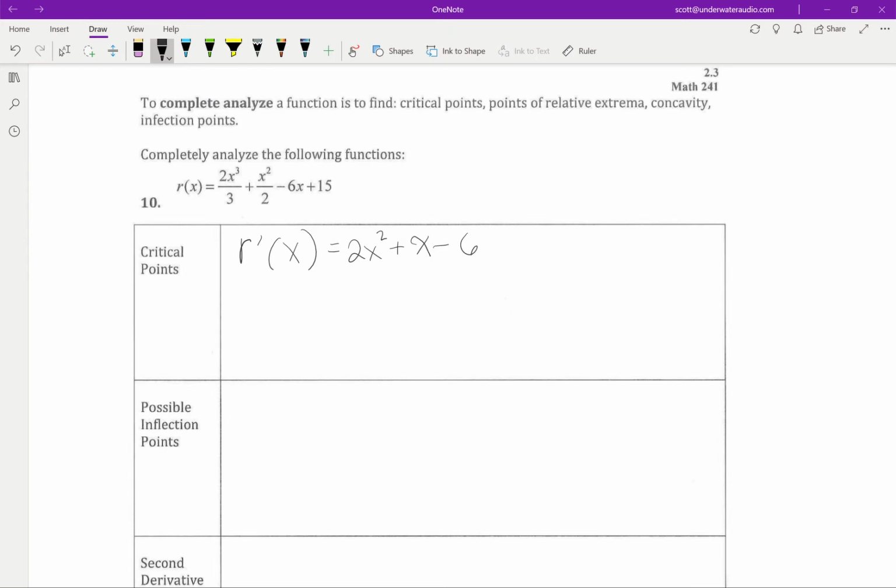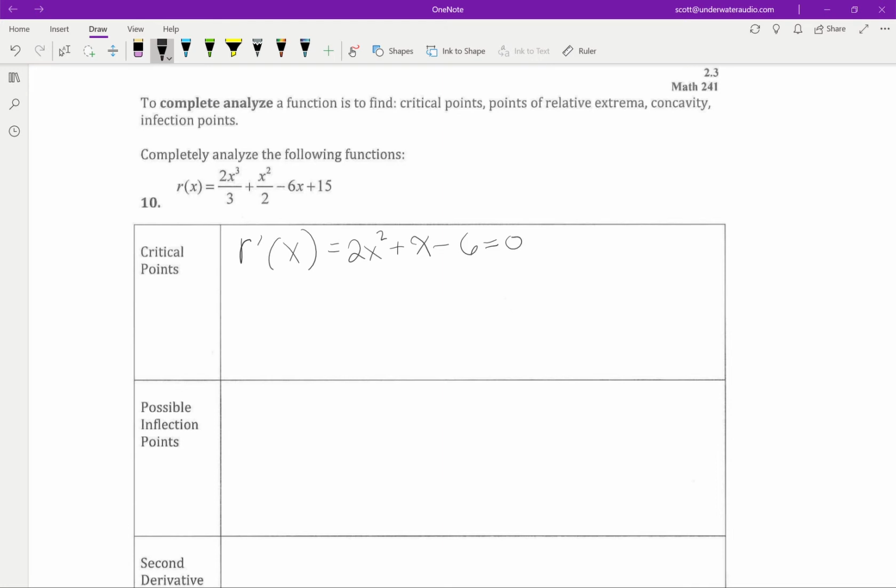So this is a quadratic, so it's going to look something like that. So it's definitely continuous everywhere, so there's no places where the derivative is not defined. So I'm just going to set it equal to 0 and solve.